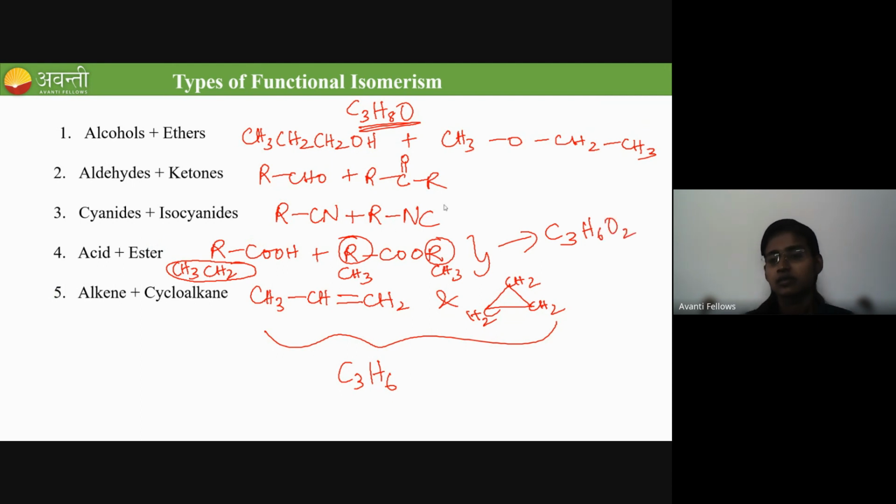Got it? Do any of you need any other example for any of the types given here? Are all the 5 types given here clear to all of you? Any doubt? Any doubt guys have?